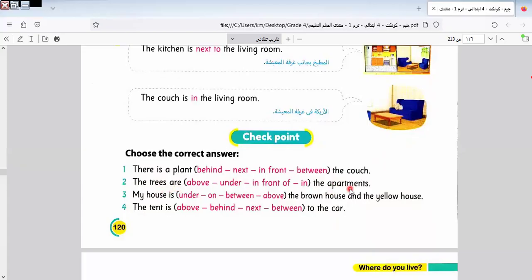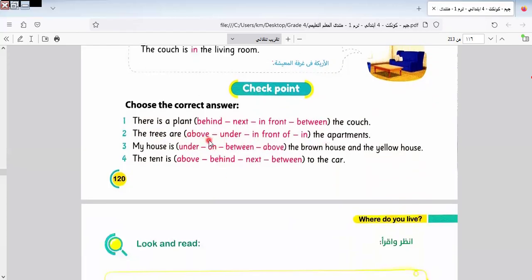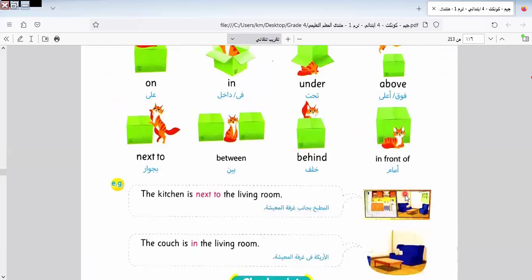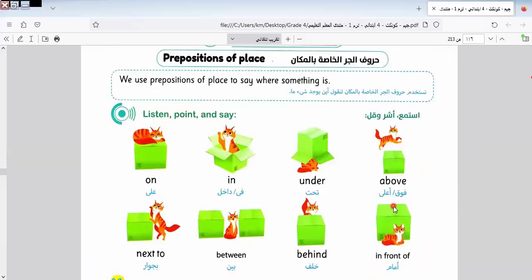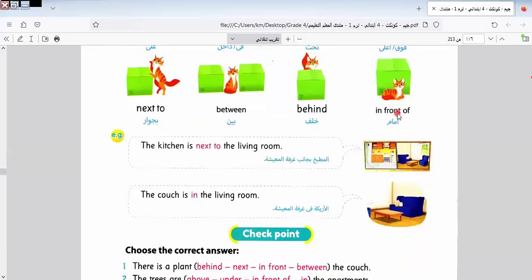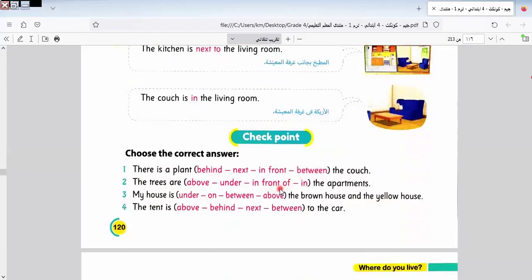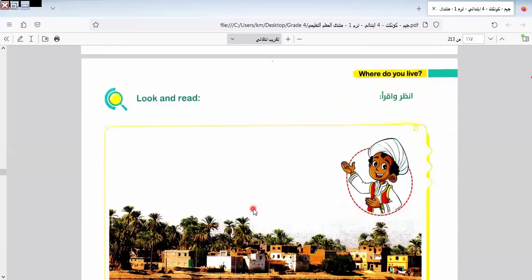The trees are blank the apartments. The trees are above, under, in front of the apartments. The trees are in front of the apartments. In front of my house is the brown house, and between would be between. Here there are two, so it will be without thinking. The tent is next to the car.